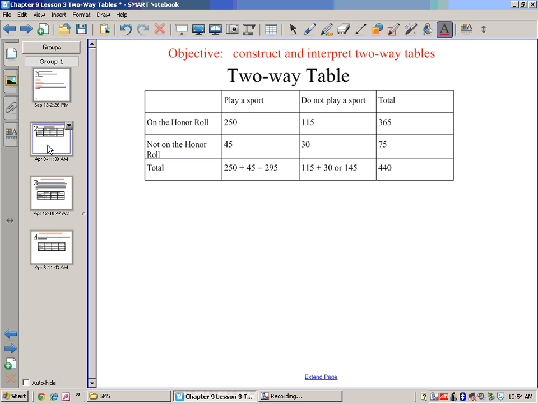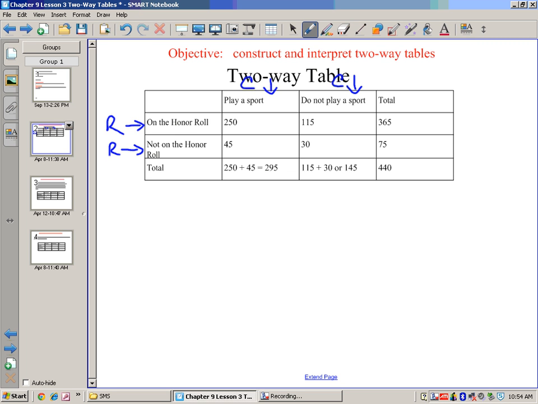So first thing we're going to talk about is rows and columns. Rows go left to right. So anything going that way is a row, and the columns are up at top. The columns go down. So when you look at a two-way table, they say look at the rows. Rows go left to right, columns go up and down. Make sure you understand those ones.